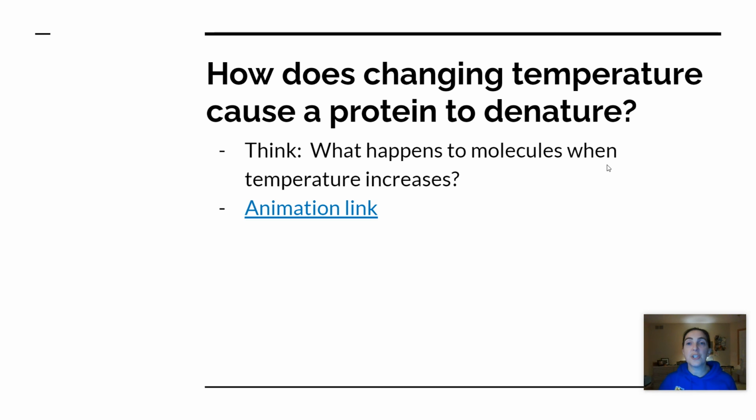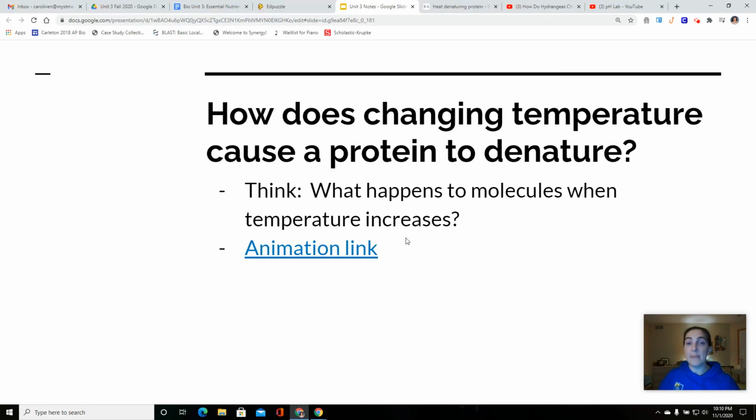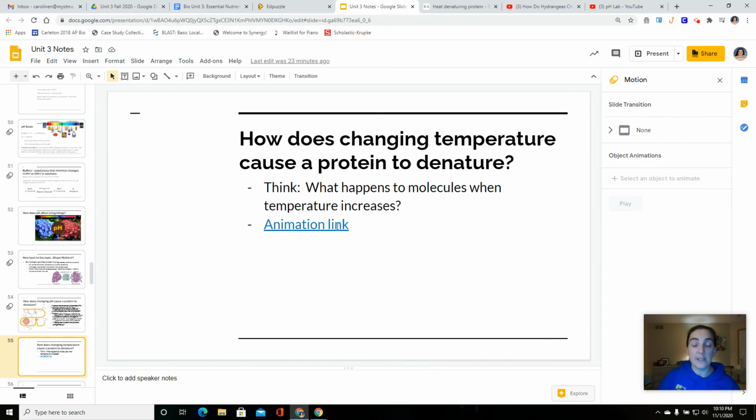We're also going to talk just briefly about how a change in temperature can cause protein to denature. And to understand this one, you kind of have to think about what happens to molecules when temperature goes up. We're going to watch a quick animation to show you kind of what this looks like.